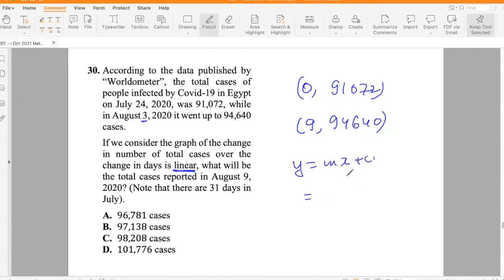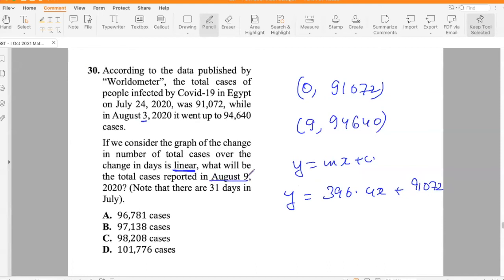So that's 94,640 minus 91,072 divided by 9. So that's about 396.4. And C is 91,072. Okay. Now that's the equation. Now we need to find the number of COVID cases on August 9.